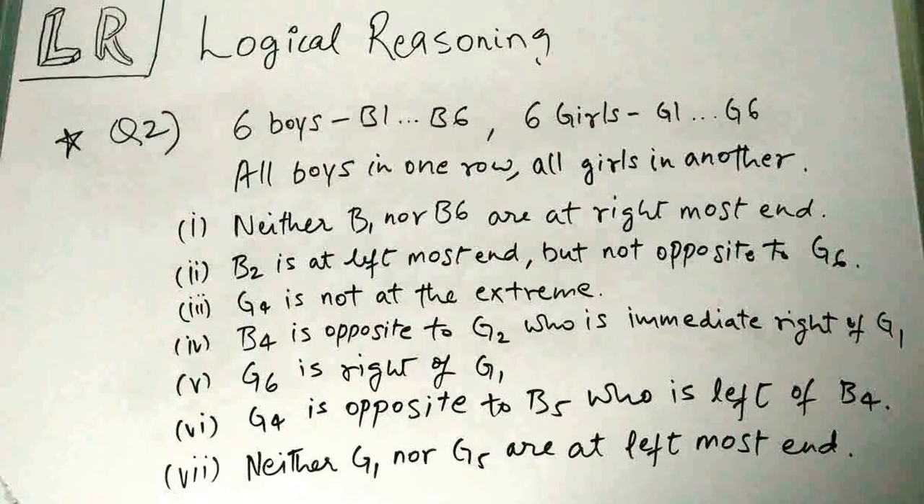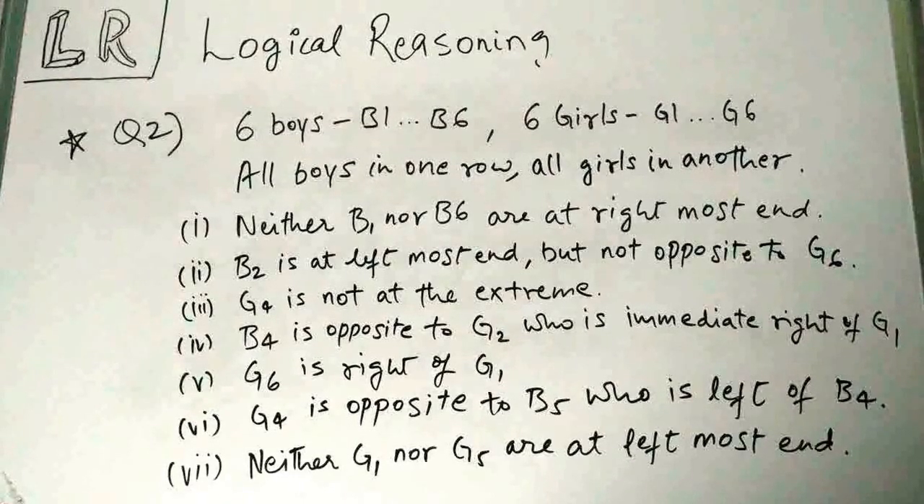So neither B1 nor B6 are at the rightmost end. In the last point, it's given that neither G1 nor G5 are at the leftmost end. And the second point says that B2 is at the leftmost end, but not opposite to G6. G4 is not at the extreme end. B4 is opposite to G2, who is to the immediate right of G1. G6 is to the right of G1, and G4 is opposite to B5, who is to the left of B4.